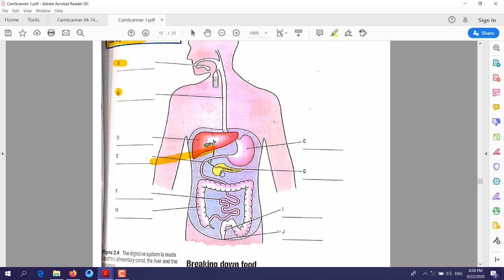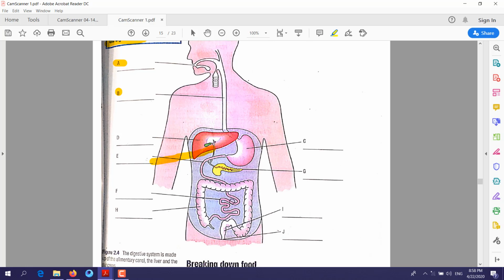And you will have here the pancreas. The function of the pancreas is what? It releases what we call pancreatic juice. It contains, for example, insulin. Insulin helps to regulate the sugar content in the blood.